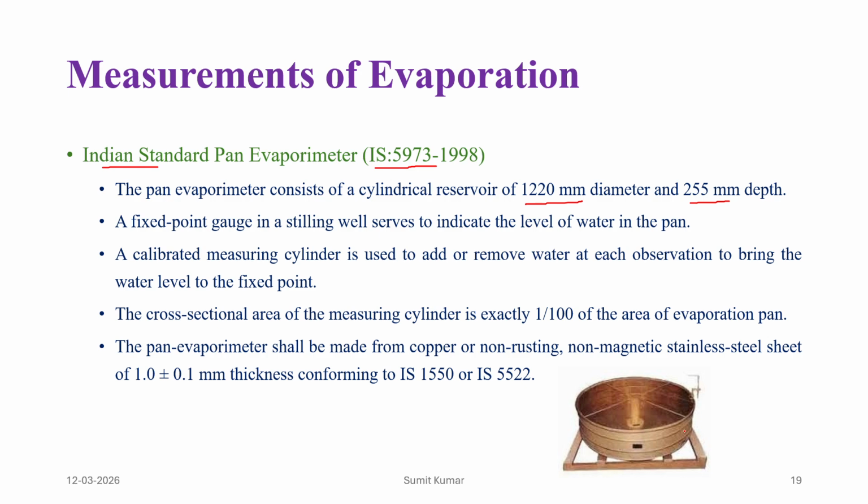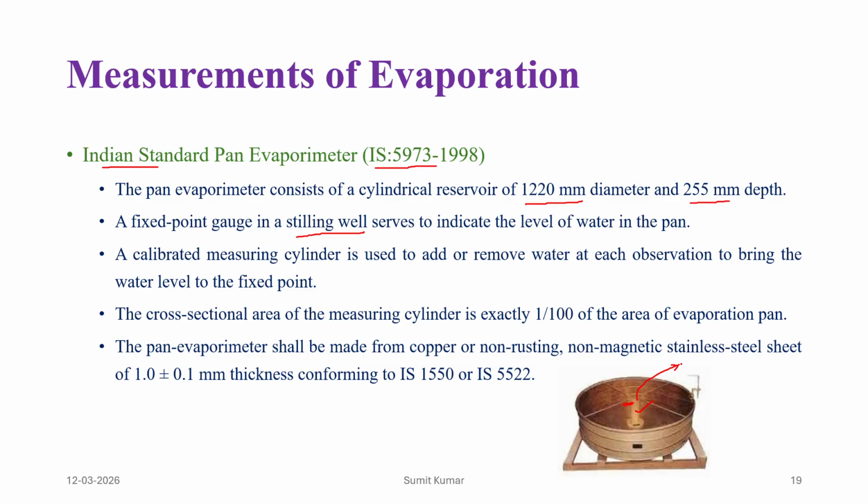Here it can be seen there is a stilling well whose water level is the same as the rest of the evaporatometer. There is a perforation in the bottom of the well. A stilling well is provided to avoid ripples and give accurate readings. At each observation, usually daily, add or remove water in this stilling well to maintain a fixed reading.